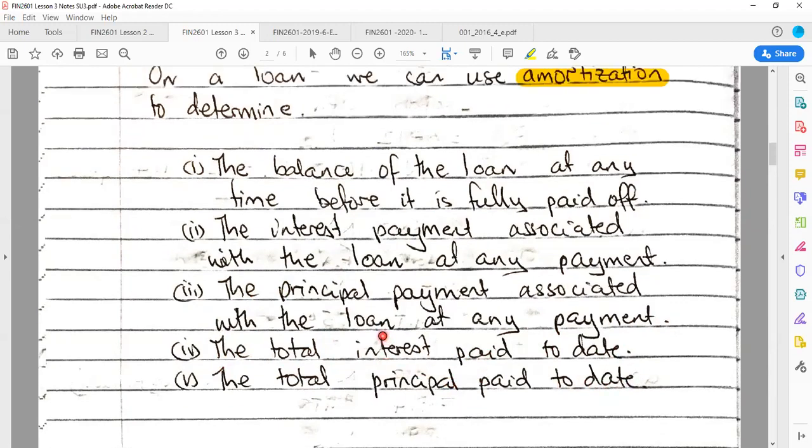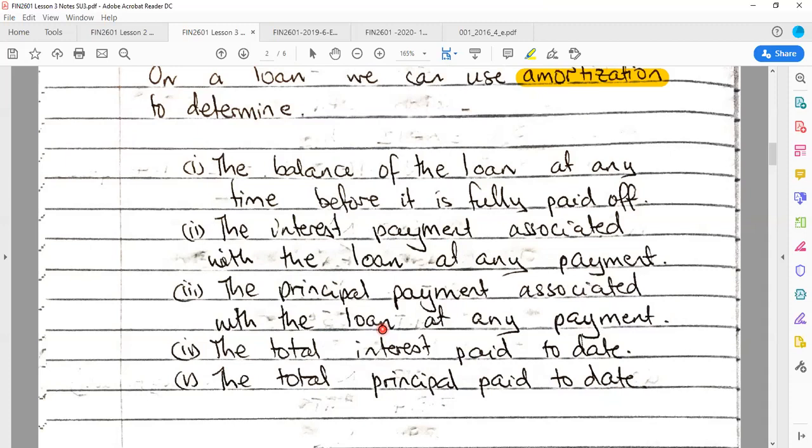Okay, so in other words, if you take out a loan and you're paying money on that loan every month or every year, with amortization, let's say it's a 10-year loan, we can calculate the balance on the loan after 3 years, for example. And with amortization, we can calculate the amount from the payment that you make on the loan that goes to interest and the amount that goes to principal.